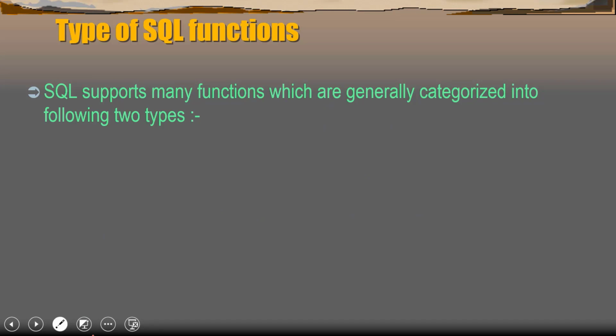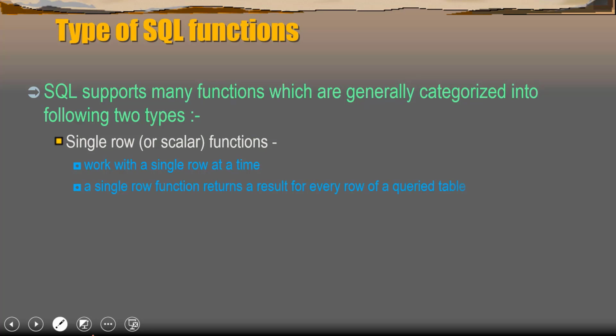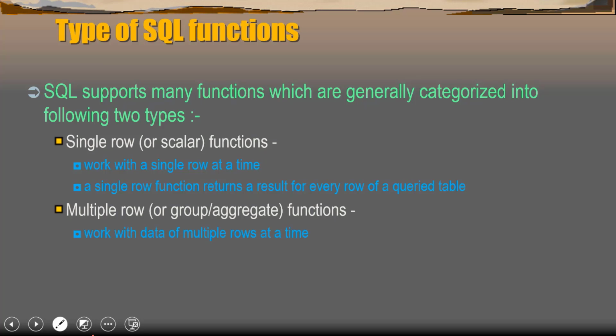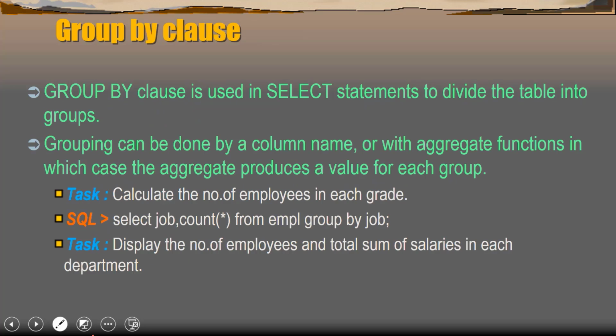Now, SQL functions. How many types of SQL functions are there? SQL supports many functions which are generally categorized as single row or scalar functions, which work with a single row at a time and return a result for every row of a queried table, whereas we have multiple row functions, or group or aggregate functions, which work with multiple rows at a time and return an aggregate value.